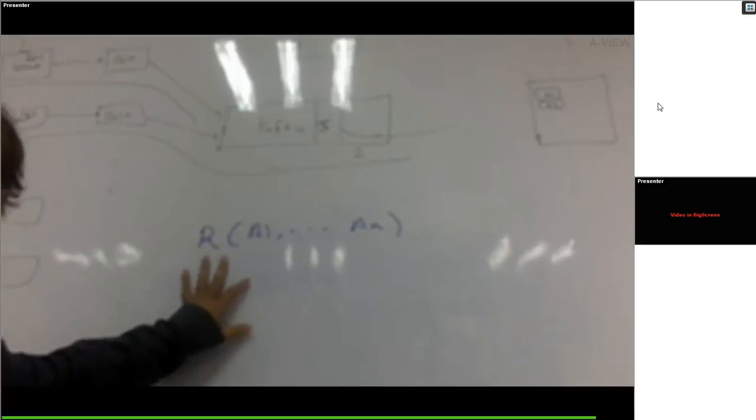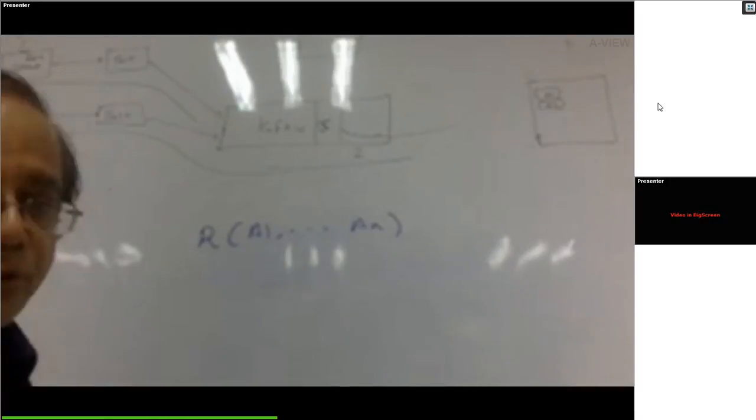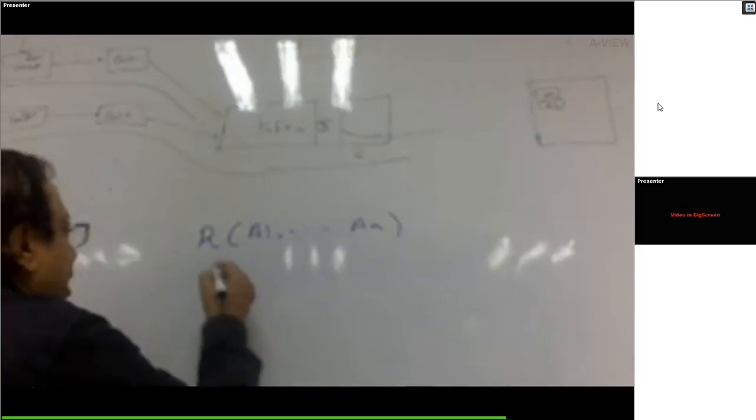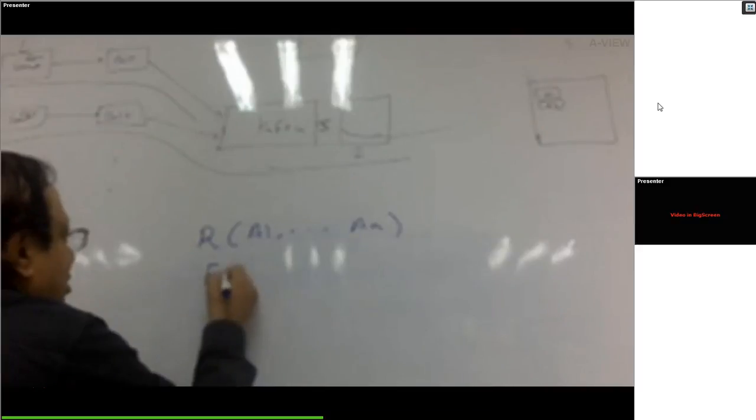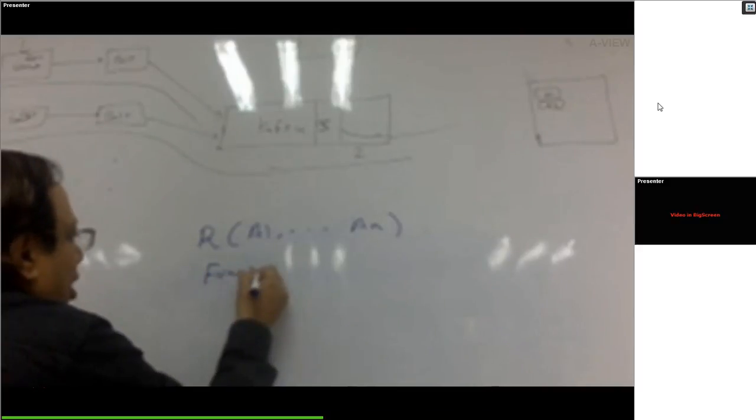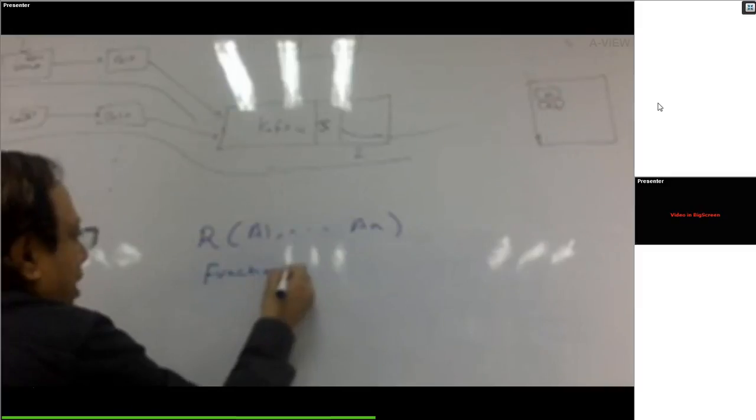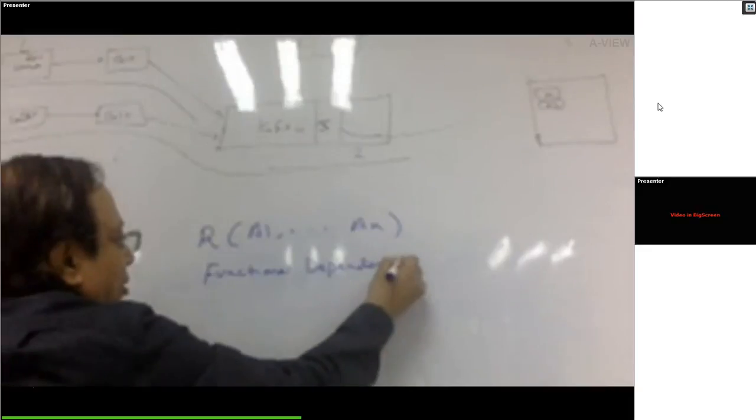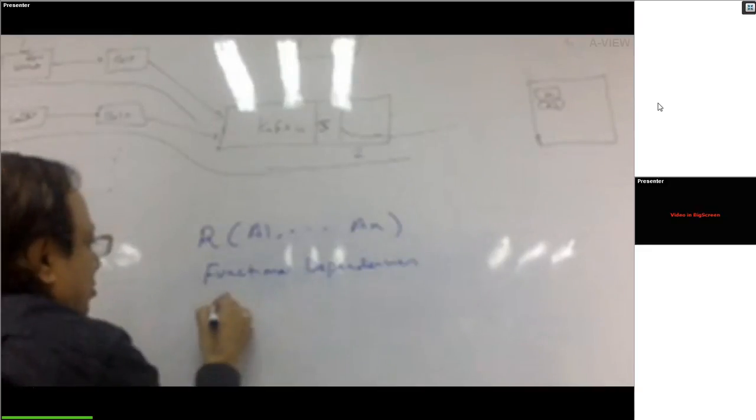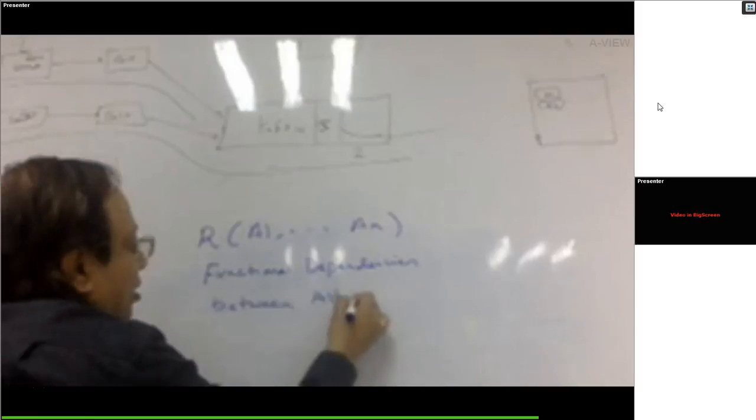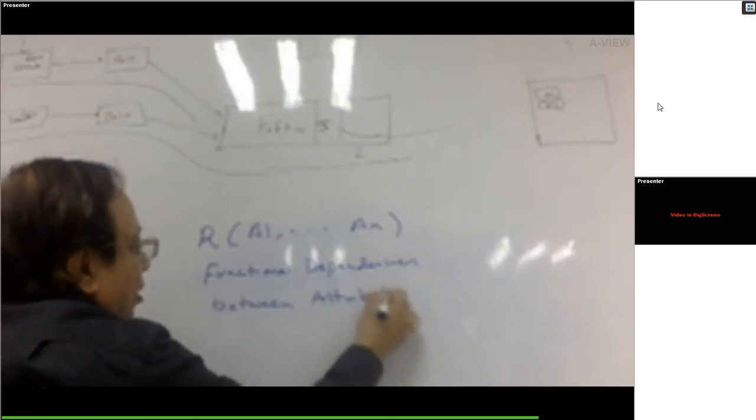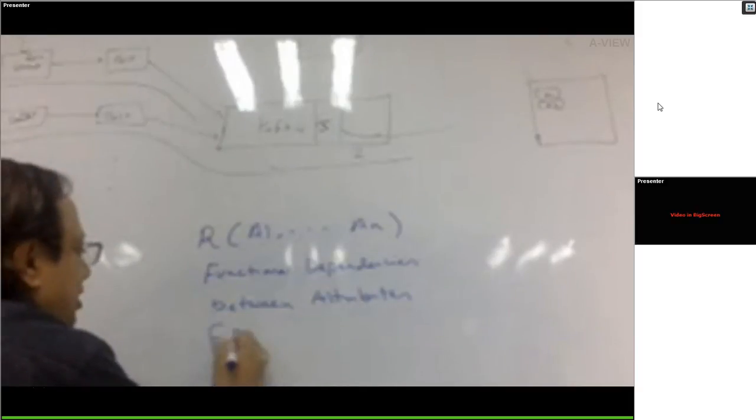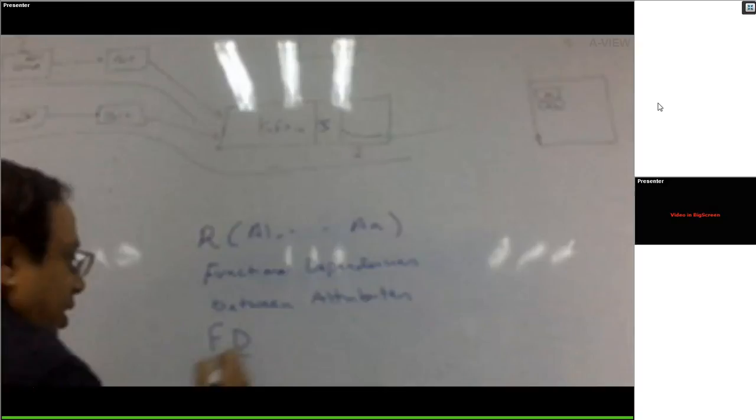Now, given these relations, we have the next important concept for understanding relations, which is called functional dependencies. It is also called functional dependency between attributes. It is also abbreviated as FD. So these are called FDs. In a simple sense, a functional dependency is called an FD.